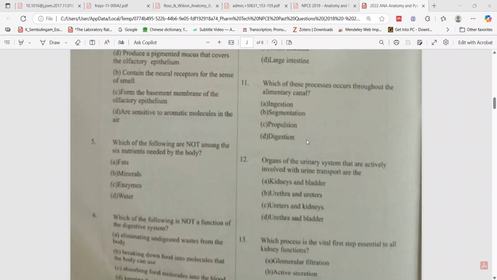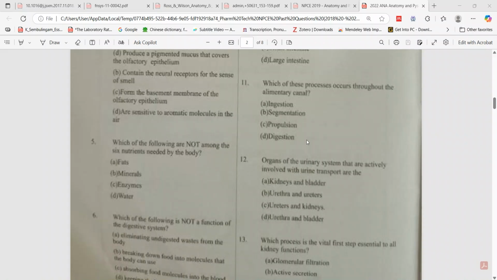Organs of the urinary system that are actively involved with urine transport are dash. Kidney and bladder, ureter, and... Kidney, ureter, and bladder. So I think it's kidney and bladder. No? Organs of the urinary system.